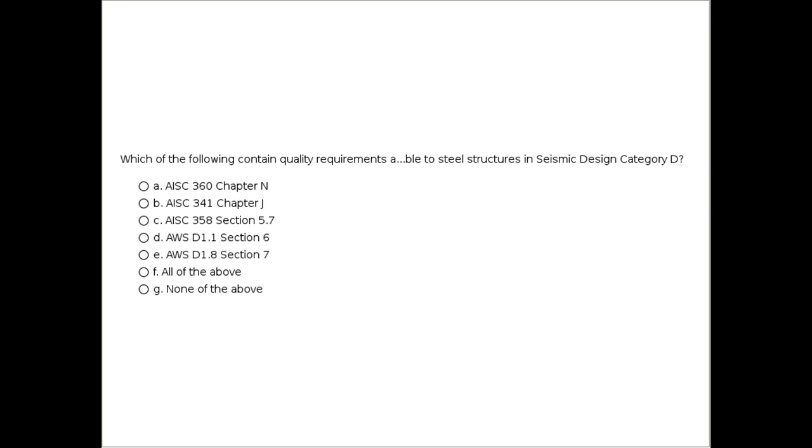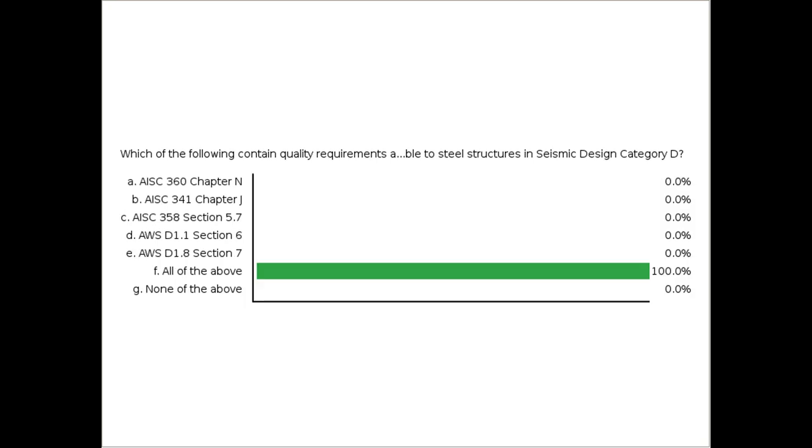And so the audience can feel free to participate by selecting the answer on their own screens that they think is correct. So the first polling question is this: which of the following contain quality requirements applicable to steel structures in seismic design category D?